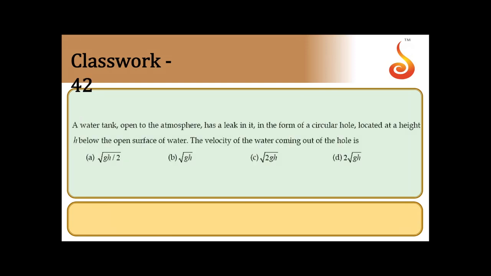Yes, we shall move on to next one. A water tank open to atmosphere has a leak in it in the form of a circular hole located at a height h below the open surface of water. Velocity of water coming out of the hole is.